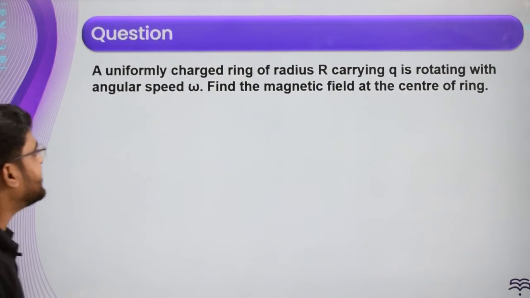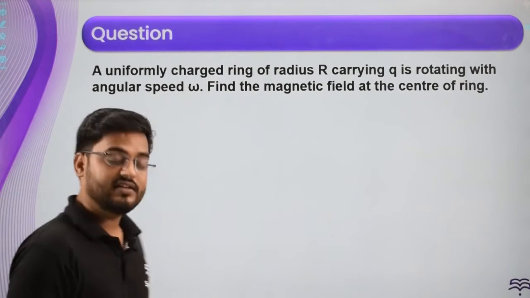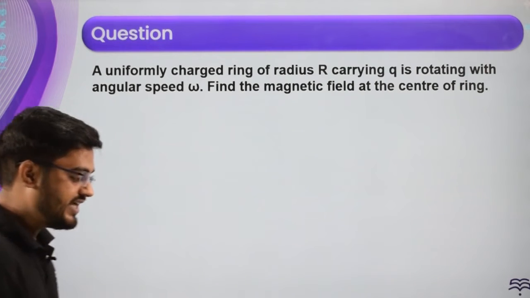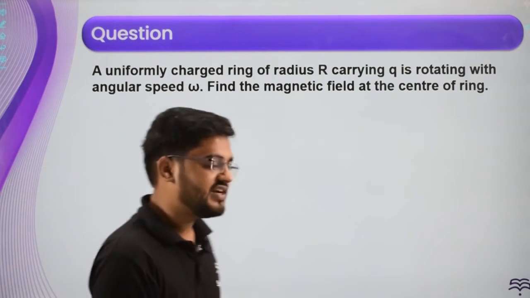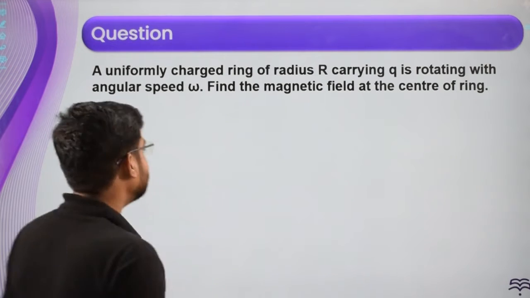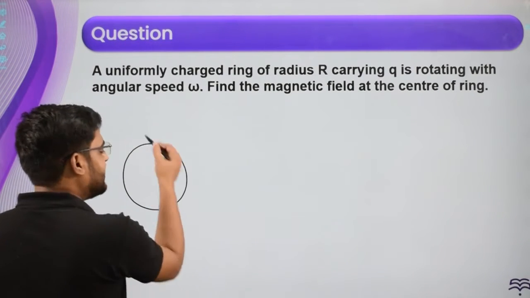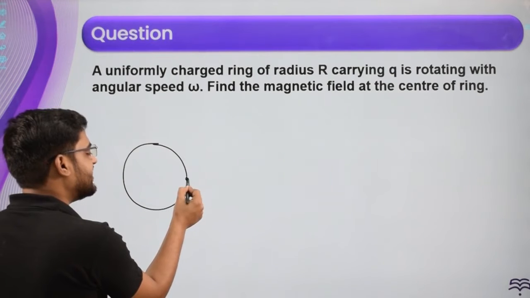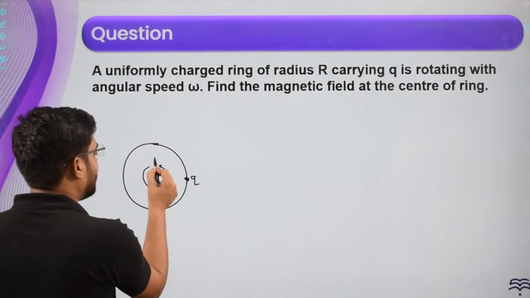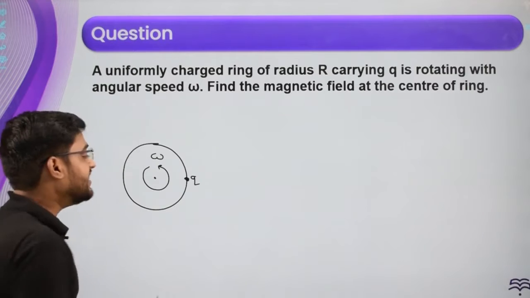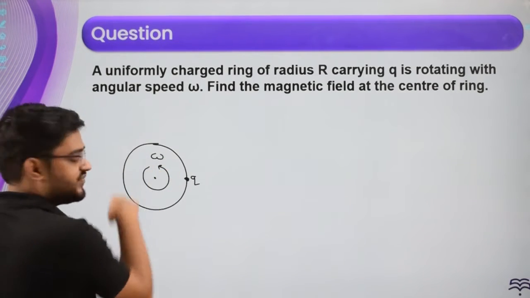Now, this is our next question. It says a uniformly charged ring of radius R carrying Q charge is rotating with an angular speed omega. Find the magnetic field at the center of the ring. You need to understand that this is my ring and it is carrying total charge Q. Let's say the entire charge is over here. Now, if the ring is rotating with angular velocity omega, then this charge is moving like this with the ring, right?